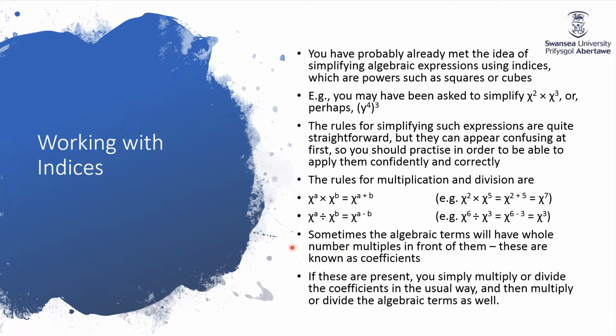Sometimes the algebraic terms will have whole number multiples in front of them. These are known as coefficients. If these are present, you simply multiply or divide the coefficients in the usual way, and then multiply or divide the algebraic terms as well.